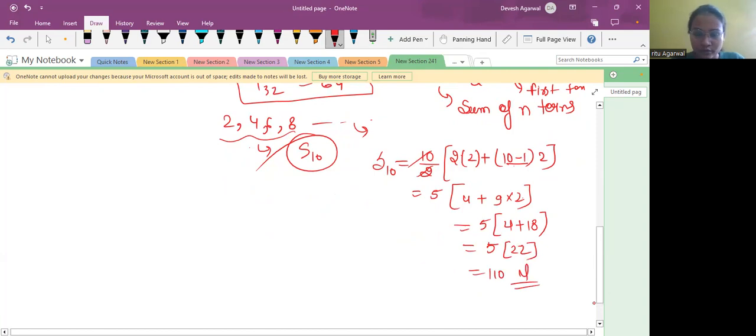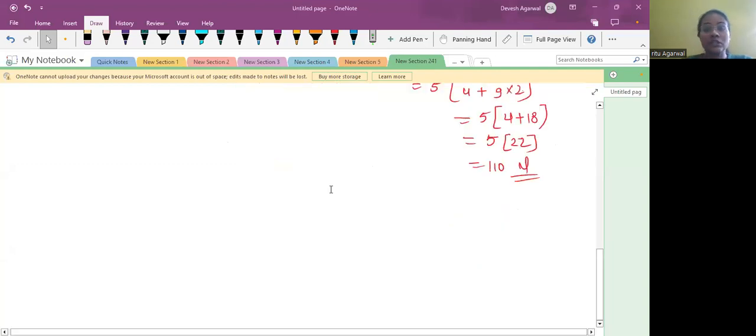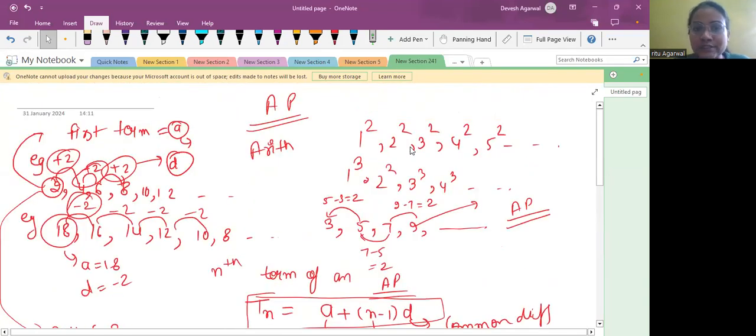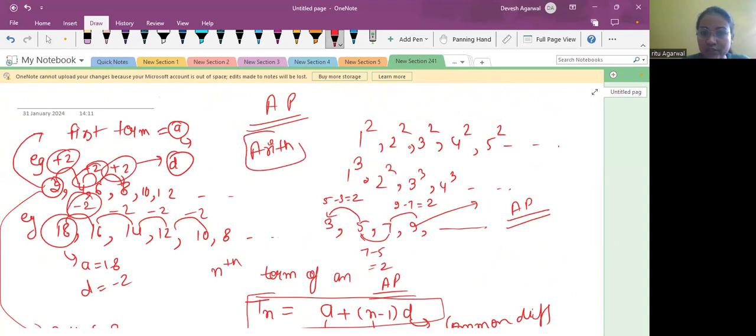We got the value by applying just the formula, so 110 we get. Again, we will revise all of these things. What is an arithmetic progression? Arithmetic progression is a type of series. And what is a series? A series is something in which the terms follow a fixed pattern. If in the series the consecutive terms have the same difference, for example 2, 4, 6, 8, 10, 12 and like that, that will be called an arithmetic progression.